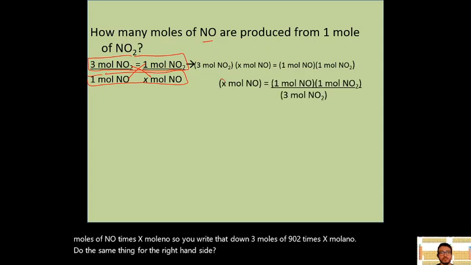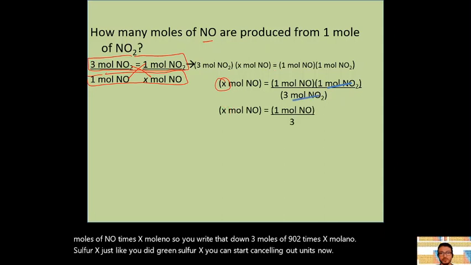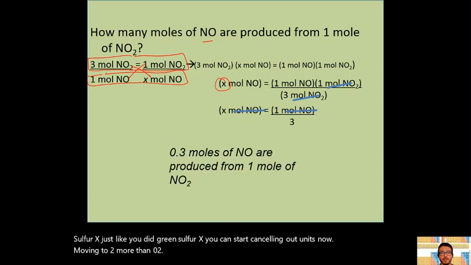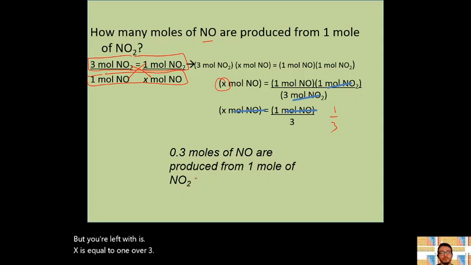Solve for X, just like you did in grade 9. Solve for X. You can start canceling out units now. Mole of NO2, mole of NO2. What you're left with is X is equal to 1 over 3, which is really 0.3 moles of NO produced from 1 mole of NO2. Okay, so this is a proportion method, right?